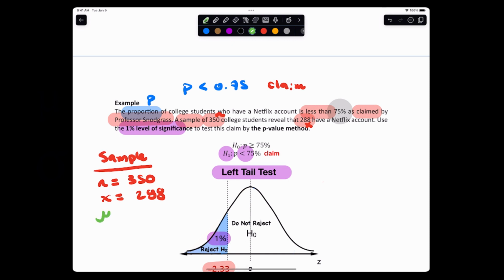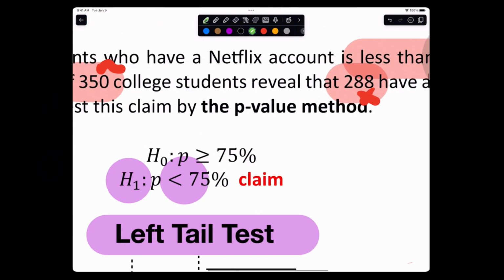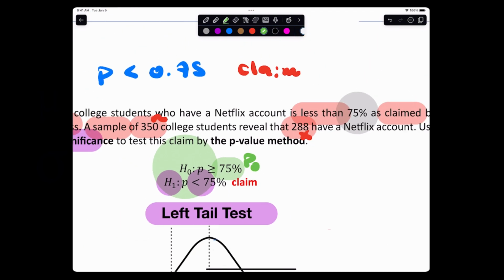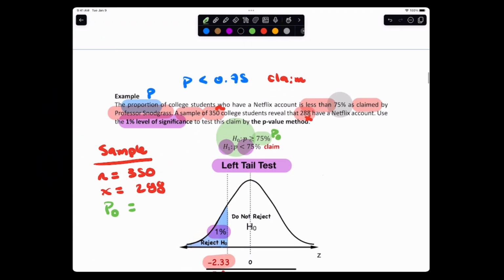Do you remember this? You guys need a mu, I'm sorry, not a mu, a what? A P naught. What's the P naught value? Does anybody remember from last time? Where is P naught? P naught is the proportion in the null hypothesis. So you have to find the null hypothesis. It's right there. And P naught will be 0.75, okay? So that's your P naught. It's going to be 0.75.